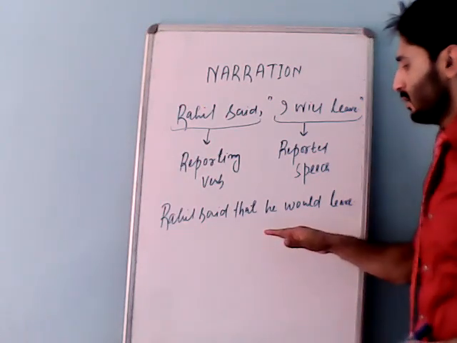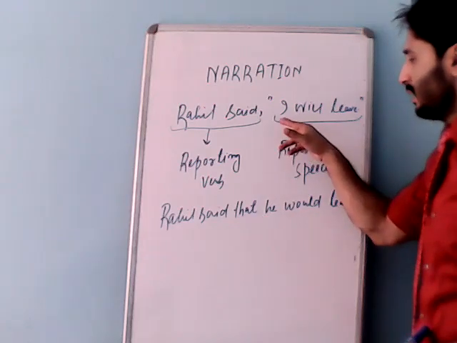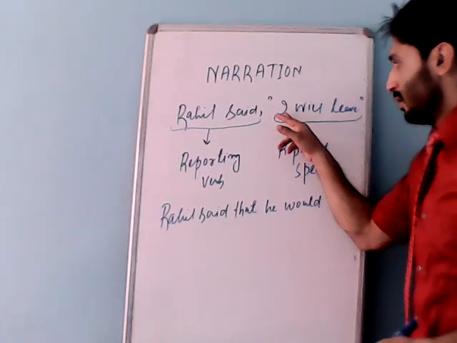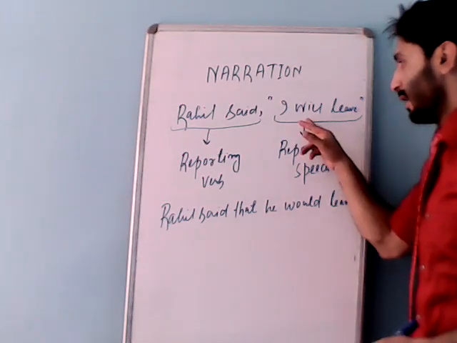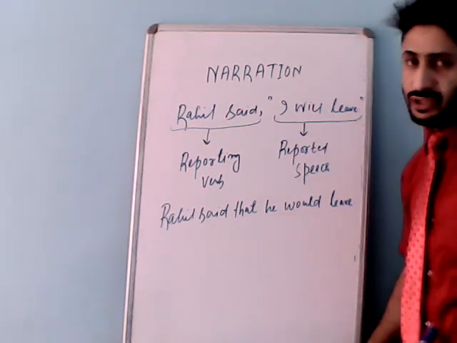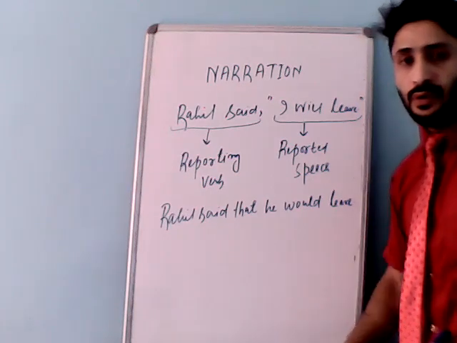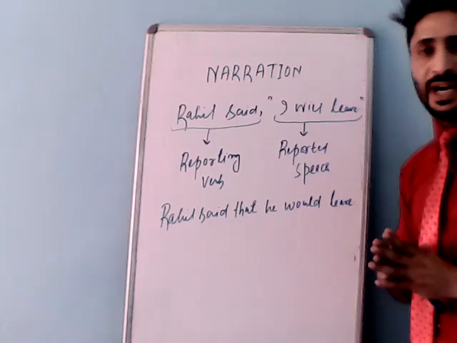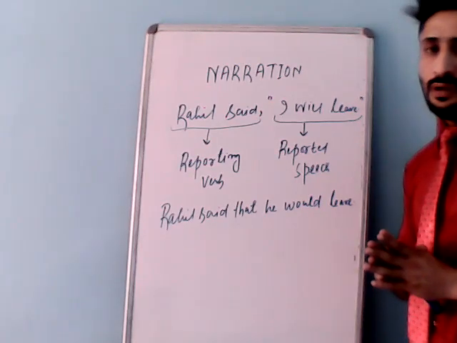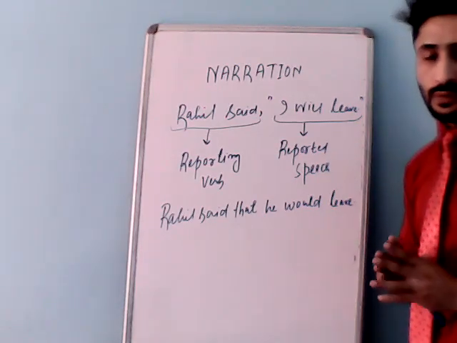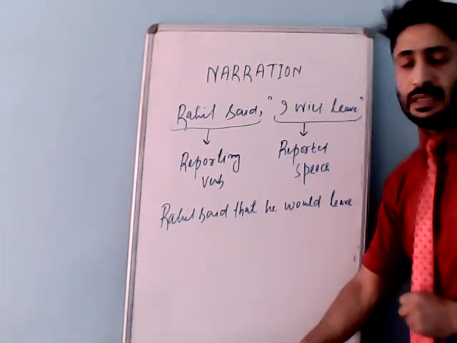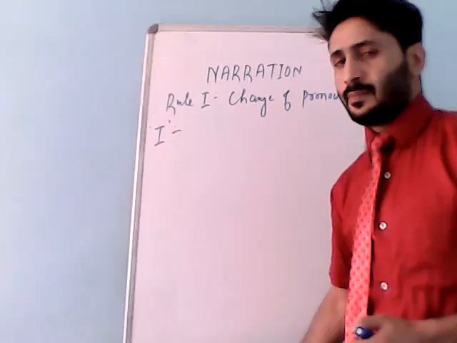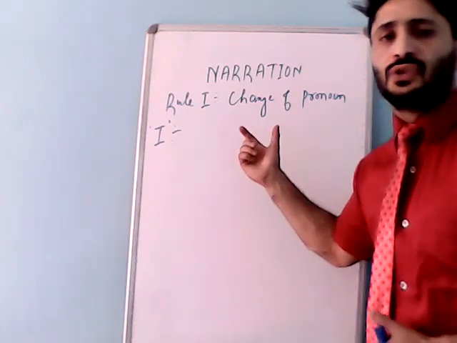Now, as you might have seen, when I change the sentence from direct to indirect speech, the pronoun is changed and even the tense of the sentence is changed. Now, I will teach you the first rule. When we change a sentence from direct to indirect speech, how to change the pronoun. So that will be my first rule. Stay with me. I will teach you how to change the pronoun. This is the first rule.